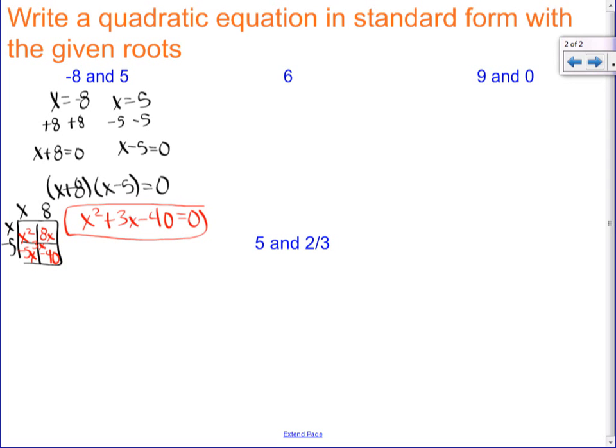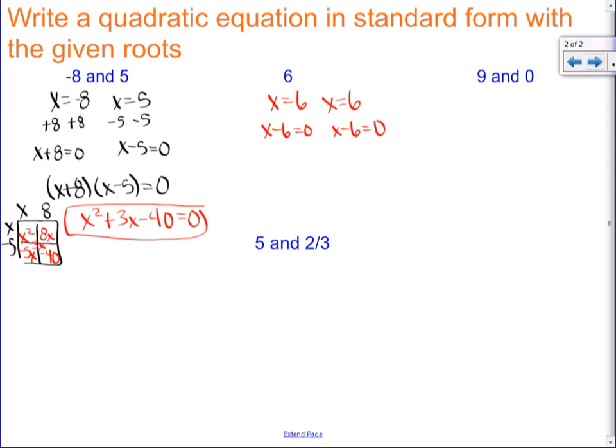Okay, when there's only one number, remember that means that there's 2 of them. We just don't write the other one. So if we get these equal to 0, we're going to slide the 6's over, so we're subtracting them on both sides. So minus 6 means we have x minus 6 equals 0, x minus 6 equals 0.